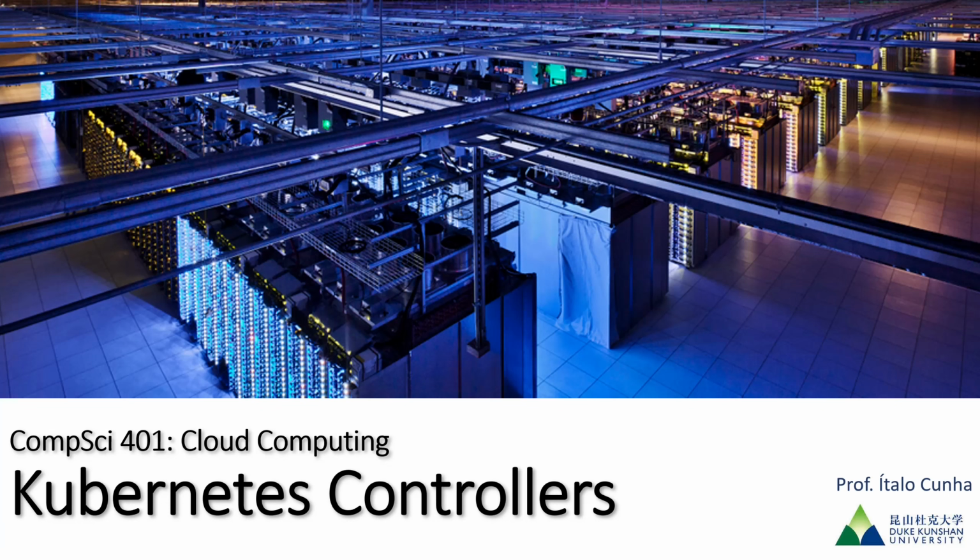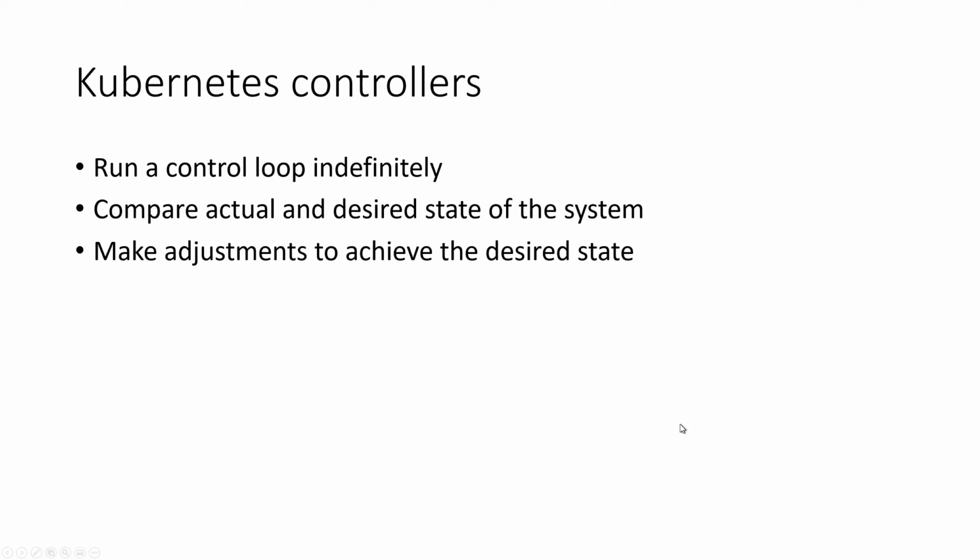Hello everyone. In this video, we're going to talk about Kubernetes controllers. So Kubernetes controllers operate a lot like the control loops we talked about before. Controllers run indefinitely and they compare the actual state of a microservice with the desired state. And they make adjustments so that the microservice converges to the desired state.